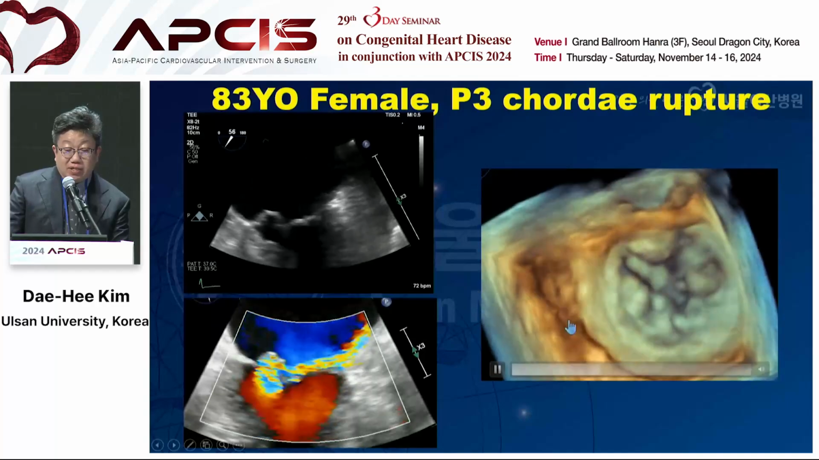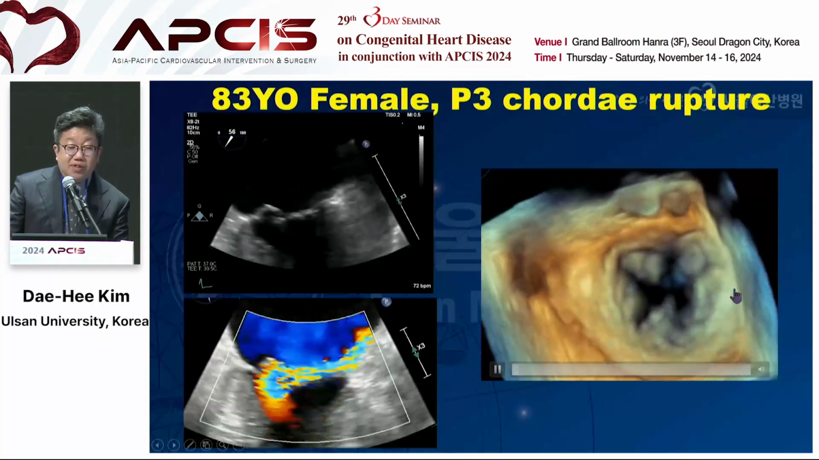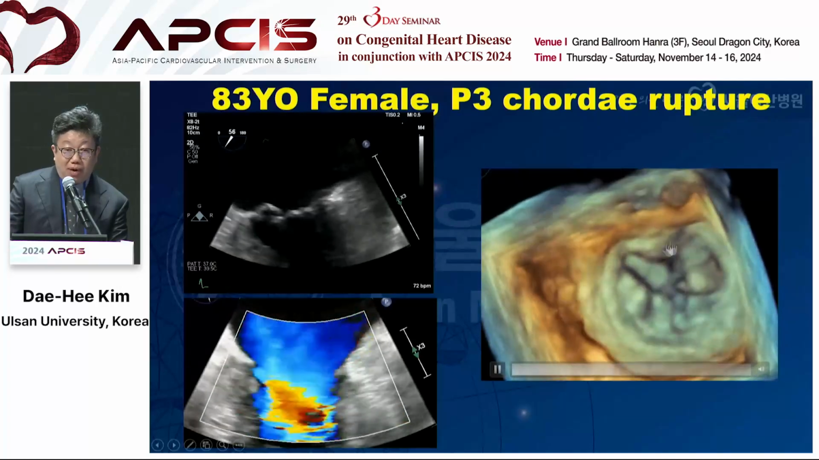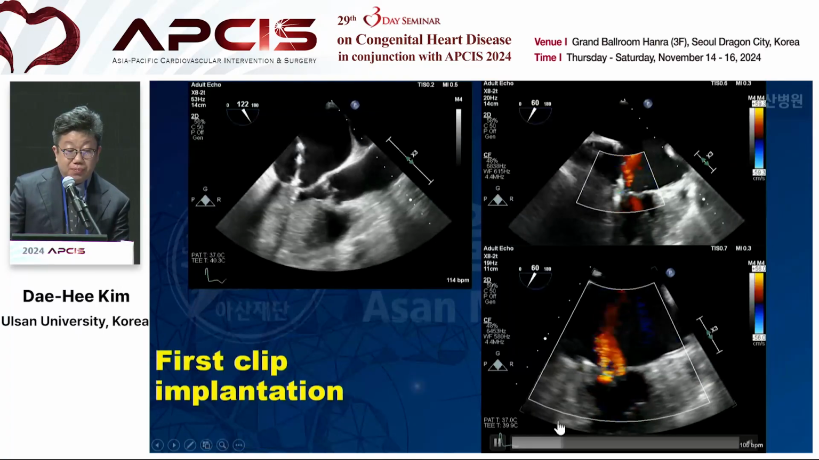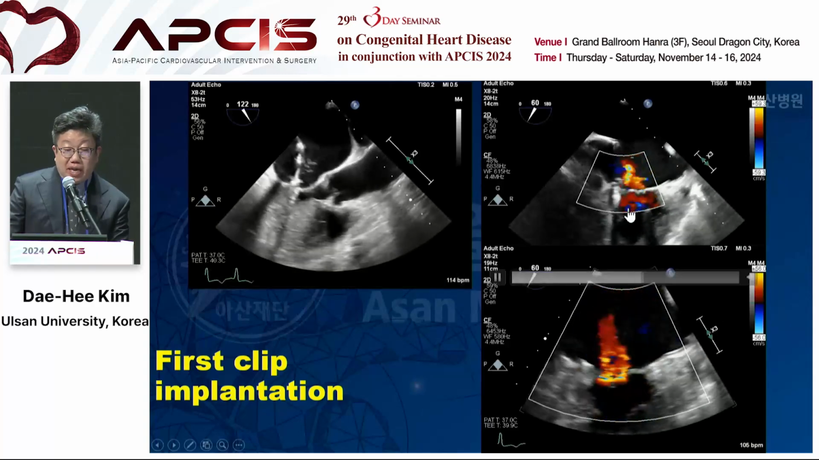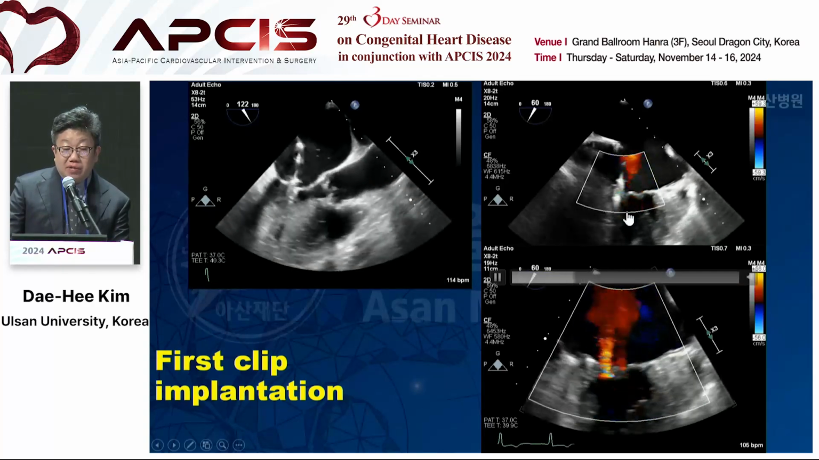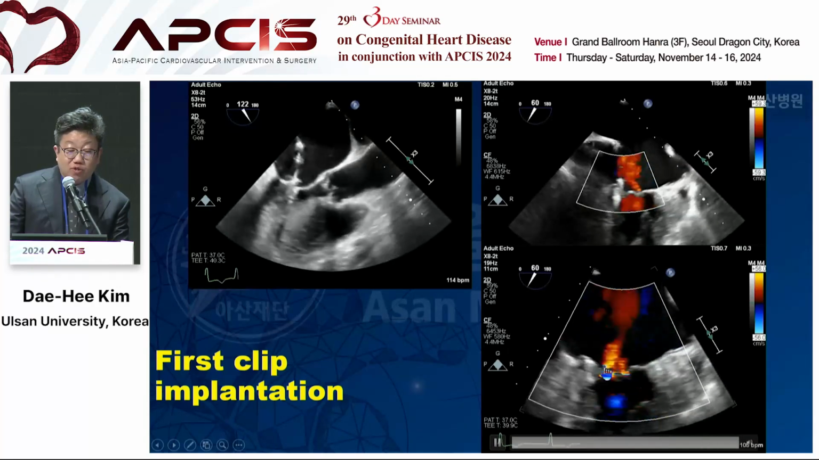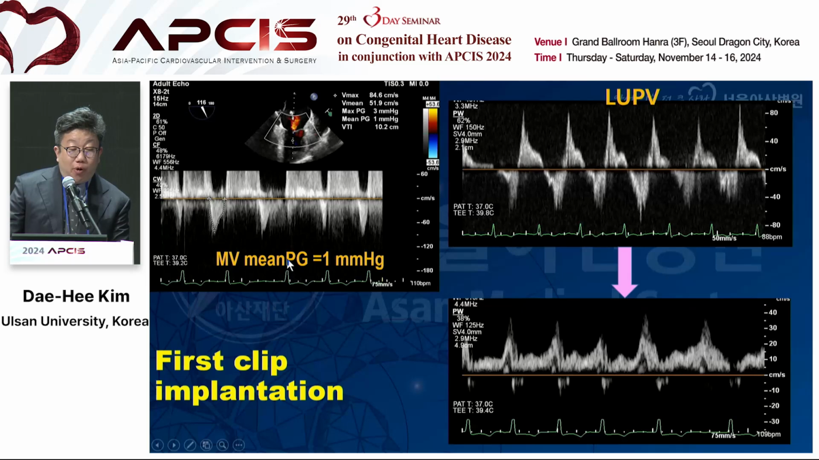Sure, let me show another case example. This is a 3-year-old female with P3 chordae rupture, almost commissural prolapse like this. We have to decide on a 2-clip strategy with the first clip implantation like this. You can see some MR jets just next to the clip, mild or mild to moderate. After 1 clip implantation, the transmitral mean pressure gradient is just 1 millimeter of mercury, and the left upper pulmonary vein reversal was normalized like this.